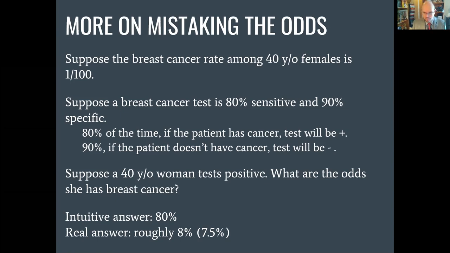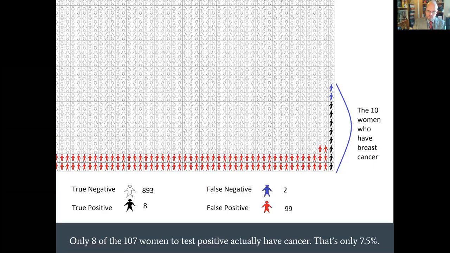It is only 8% likely that this woman who tested positive for cancer actually has cancer. Now, why is that? Well, if we had 1,000 women and the rate is 1 in 100, 10 of those 1,000 women would have cancer, right? And you can see them on the right here. Those are the 10 women who have breast cancer out of those 1,000, right?